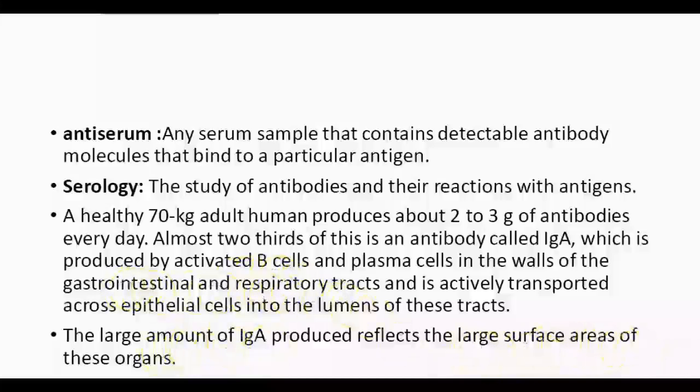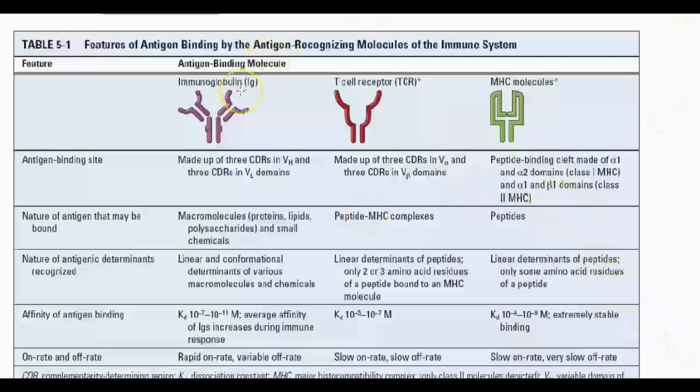a large surface area. Here are the three molecules used by the adaptive immune system to make an immune response: the immunoglobulin, the T-cell receptor, and the MHC molecule. According to the antigen binding site, the immunoglobulin binds to antigen by the variable heavy and variable light domains, the T-cell receptor binds to antigen by the variable alpha and variable beta domains, and the MHC molecule binds to antigen by the alpha 1 and alpha 2 domains in class 1 MHC, and the alpha 1 and beta 1 domains in class 2 MHC.